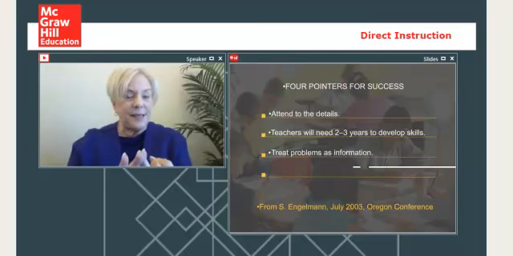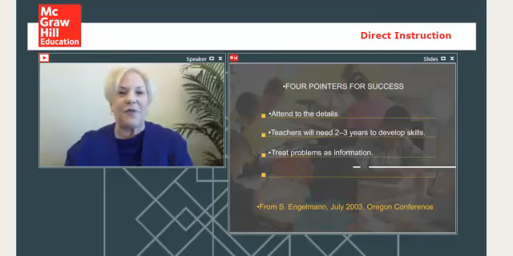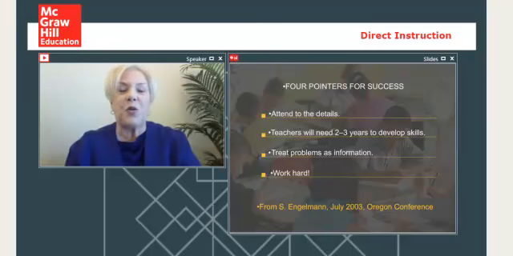Is it that the pacing is too slow? But there could be a problem with our grouping. Have we misgrouped? So this teacher's doing so many correction procedures that they're not getting through a lesson. Or is it management? So treat problems as information.